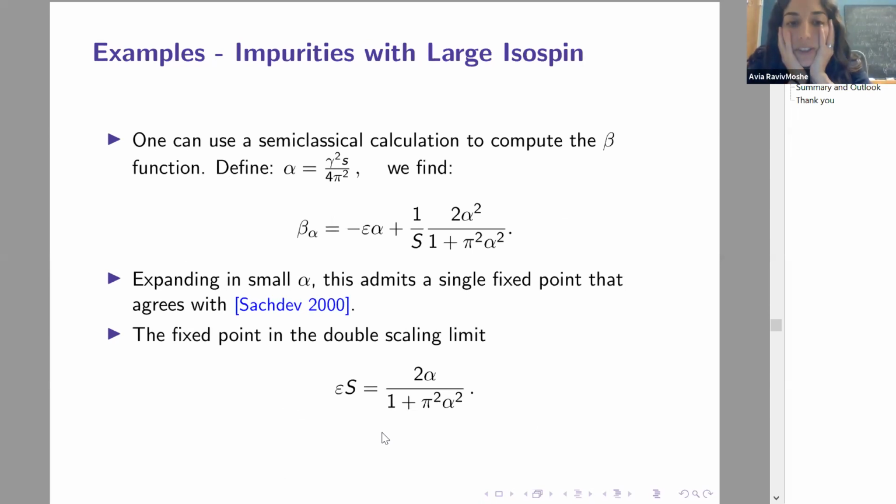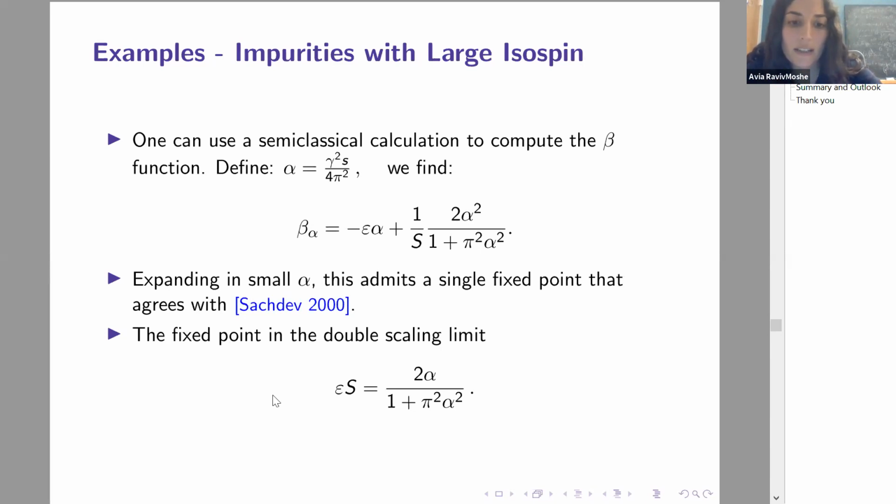Interestingly, we can also use the semi-classical calculation to compute the beta function of the theory. So we did that, and this is the result. I will say why it's interesting in a minute. Here I just defined alpha to be gamma squared S for convenience, and this is the beta function. Now, if we expand this expression in small coupling, then we go back to the single fixed point that existed in the perturbative expansion in the papers by Sachdev and other collaborators too.